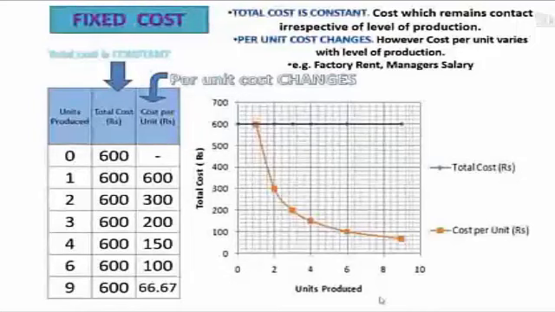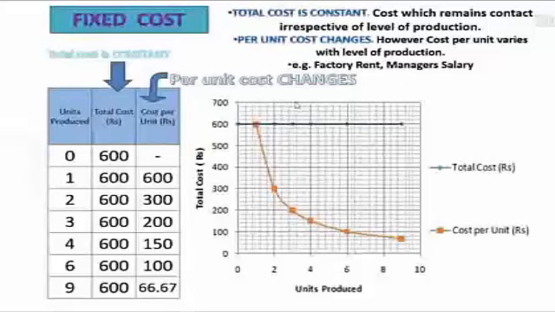So total cost remains constant, whereas per unit cost gets reduced as the production level increases. Now this you can see in the graph also, 600 rupees. It is starting with 1 unit also 600, 2 units also 600, 3 units also 600. So it is moving parallel to the x-axis. 600 is a total cost which remains constant irrespective of production.